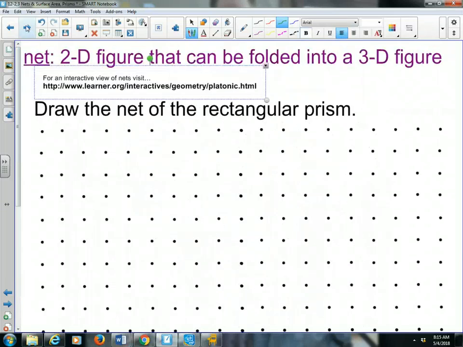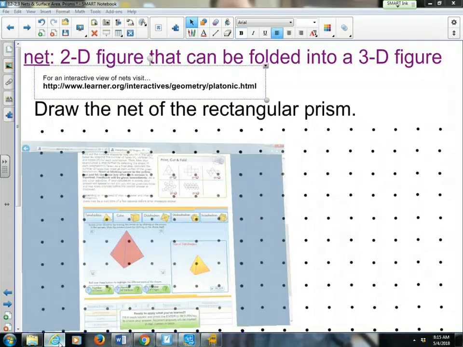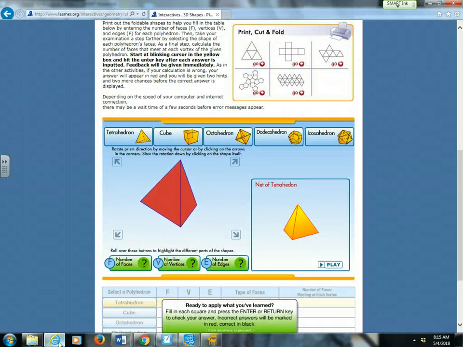So now what we have is a net, and the definition of a net is a 2-dimensional figure that can be folded into a 3-dimensional figure. So take a look at this here. It shows a few examples of nets. So here's our tetrahedron. You can see how it is 3-dimensional. It has 4 sides. They're all congruent triangles.